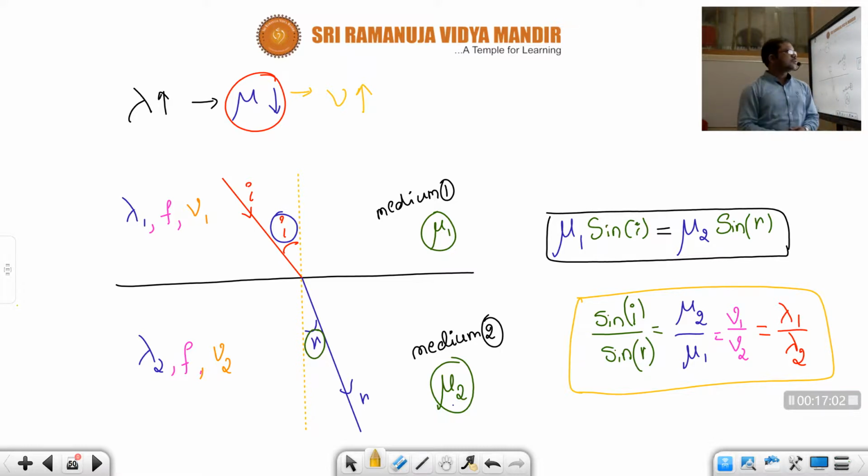So we can write sin I by sin R equal to v1 by v2 also. Children, always remember, sin I by sin R is not necessarily mu2 by mu1. Sin I by sin R is equal to a constant. Understood, children? It is not necessary that it should be equal to mu. As per Snell's law, sin I by sin R is just a constant.